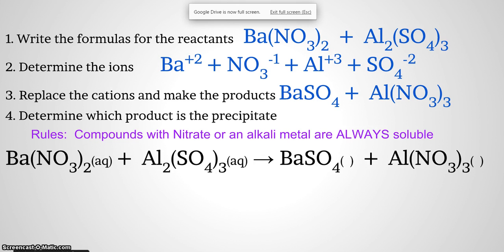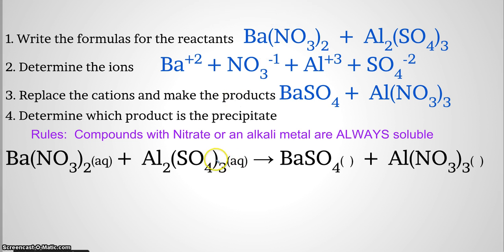All right, so here's our rule, and this isn't a hard and fast rule, but it's a rule that's going to help us as we're determining the precipitate. When you have compounds with nitrate or compounds with an alkali metal as the cation, they're always soluble. They're going to be aqueous. So the other thing is going to be the precipitate. Now, those are not the only two rules, okay? You're going to see other things that are soluble besides nitrates or alkali metal compounds, but those things are always soluble. So we know that they will never be the precipitate.